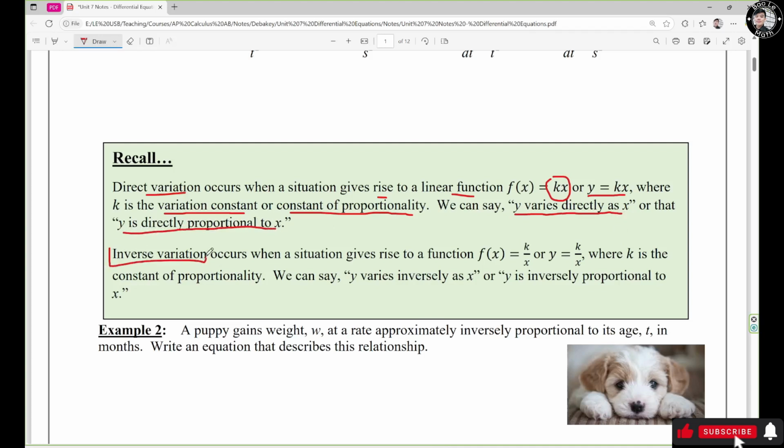Now, inverse variation occurs when a situation gives rise to a function f of s equals k over s, or y equals k over s, or k equals s times y, where k is the constant of proportionality. We can say y varies inversely as s, or y is inversely proportional to s.